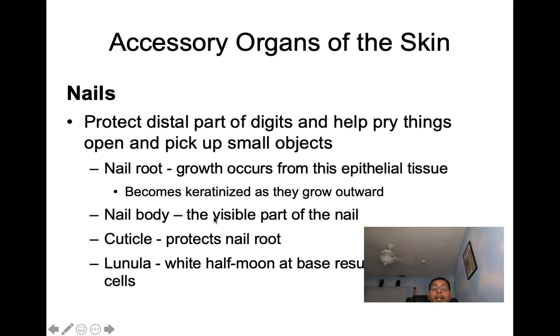Then you have the nail body, which is the actual visible part of the nail, leading us to the cuticle that protects the nail. And then we have the lunula right before we hit the body, which is the white half moon. It's a thick layer of cells.